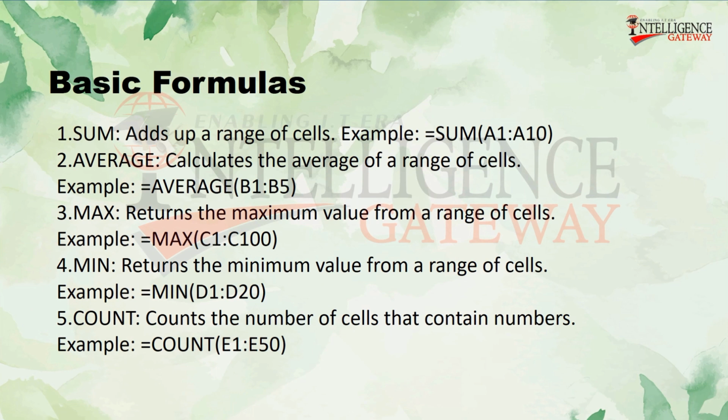Basic formulas. 1. Sum adds up a range of cells. Example: =SUM(A1:A10). 2. Average calculates the average of a range of cells. Example: =AVERAGE(B1:B5). 3. Max returns the maximum value from a range of cells. Example: =MAX(C1:C100). 4. Min returns the minimum value from a range of cells. Example: =MIN(B1:B20).